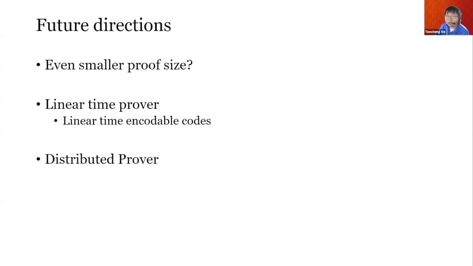So that's essentially all of my talk, and there are several future directions to improve it. Can we get an even smaller proof size, such as constant size? Because several hundred bytes cannot be used in Zcash, right? And the prover time is still n log n. Can we get a linear time prover? Also, it's interesting to see a distributed prover, because the whole structure can be parallelized easily. So that's all. Thanks for listening, and I'm happy to take questions.